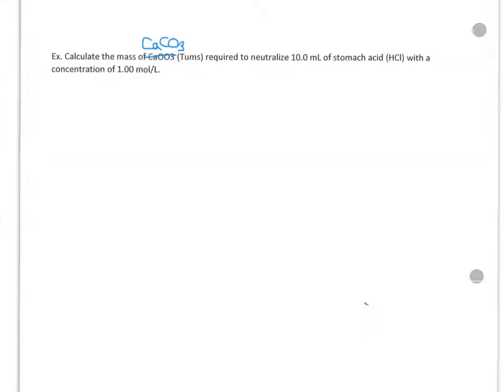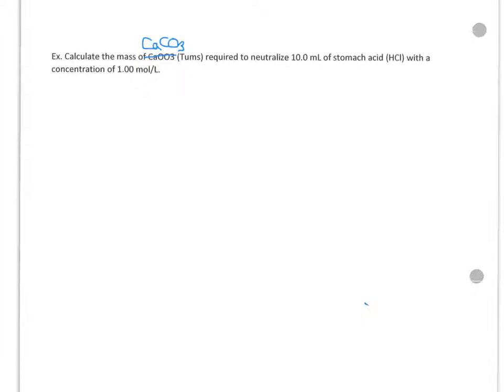So flip your handout over and take a look at the example on the back of the page. In this example, we want to calculate the mass of calcium carbonate. Just note the correction for the formula on your handout. It should be CaCO3. You might have that typo. We want to know the mass of calcium carbonate, which is Tums, required to neutralize 10 mL of stomach acid, which is HCl, that has a concentration of 1.0 mole per liter.